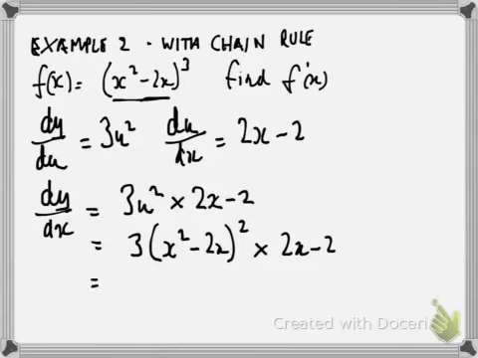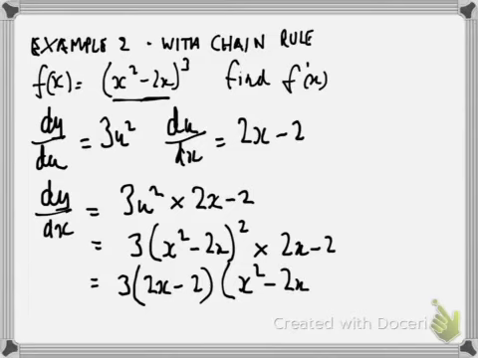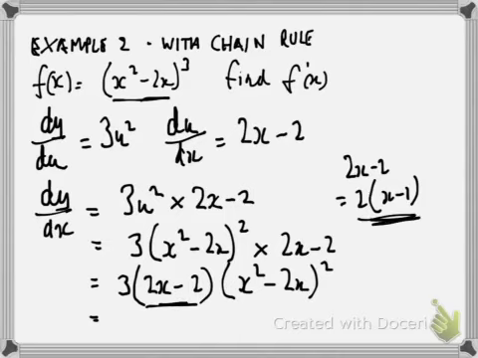Okay, we're going to put the 2x minus 2 out the front, so we get 3 outside of 2x minus 2, outside of x squared minus 2x squared, like so. Now we can actually take out a 2 outside of that bracket. Remember that 2x minus 2 equals 2 outside of x minus 1. So if I do that, imagine now that I'm factorising, that becomes 3 times 2 is 6, outside of x minus 1, outside of x squared minus 2x, all squared.